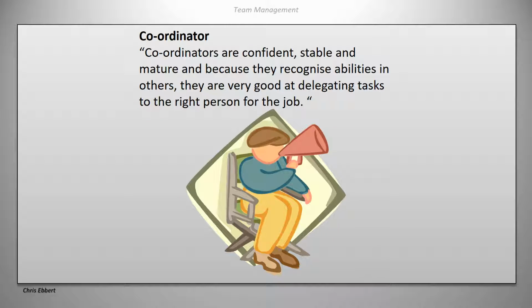The third type is the coordinator. Coordinators are typically confident, stable, and mature. And because they recognize abilities in others, they're very good at delegating tasks to the right person for the job. I'm sure you've been in situations where you had one guy just saying something like, you should be doing that. This would have been the coordinator. Only people like that have a line like that.